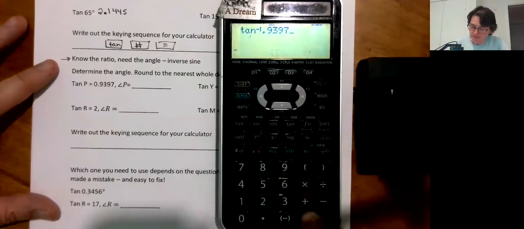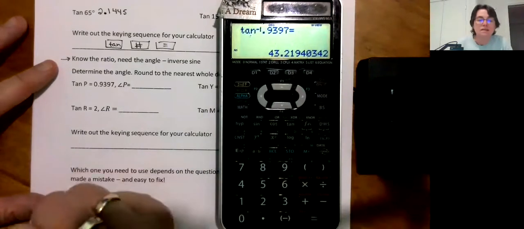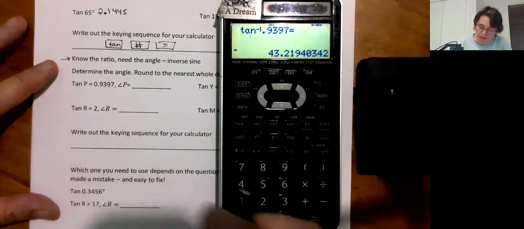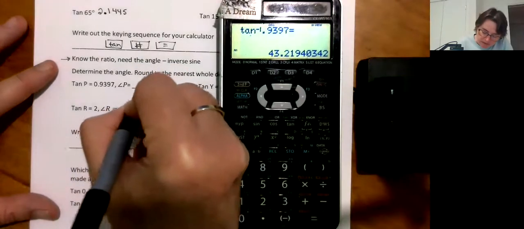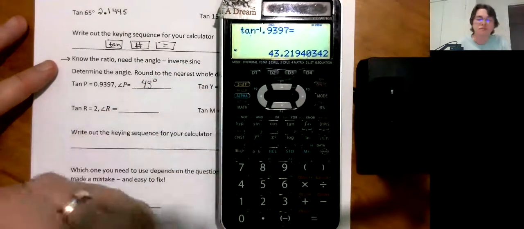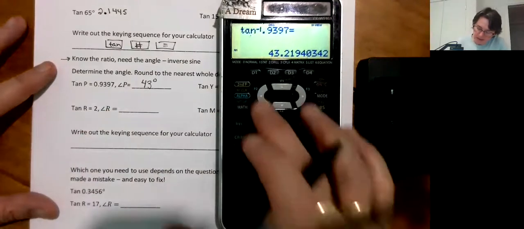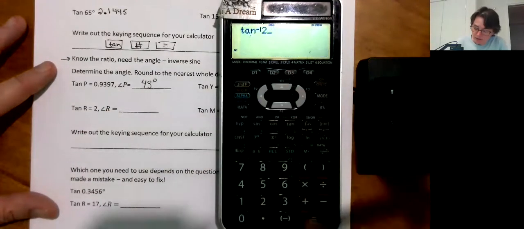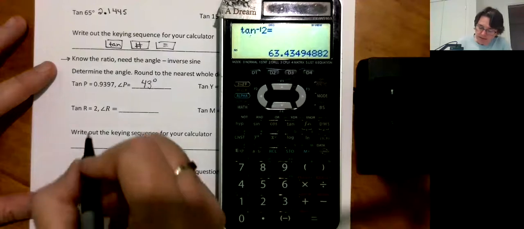0.9397. And that gives me 42 degrees because it says round to the nearest whole degree. Oh, sorry, 43 degrees. Remember, if you're talking degrees, put degrees there. All right, second, tangent 2. 63 degrees.